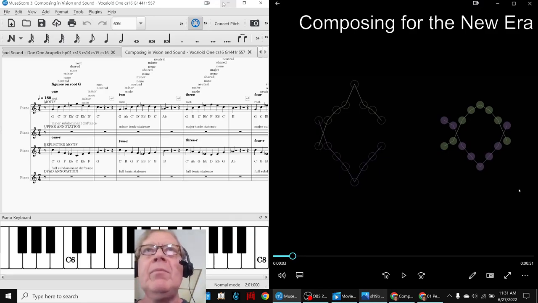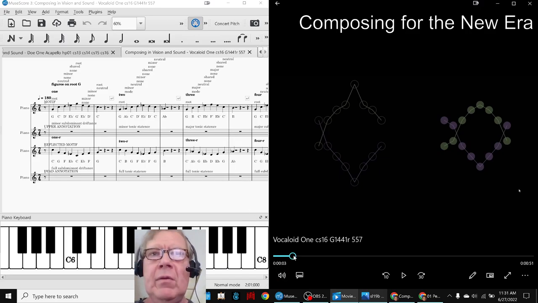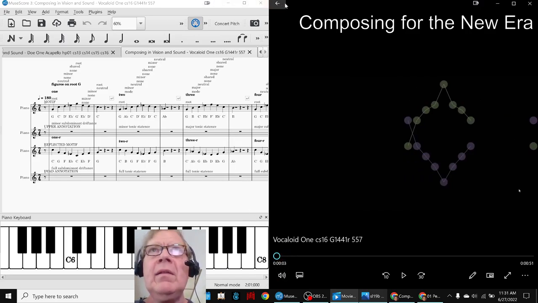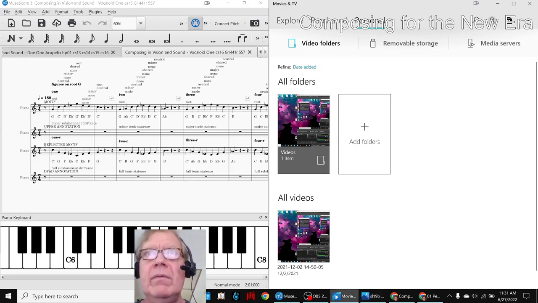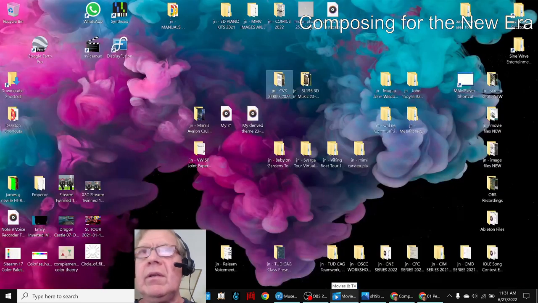So we went ahead and put that in our Ableton and put the Vocaloid timbre on it. So we're going to play it and bring us home. This is the Vocaloid timbre version.